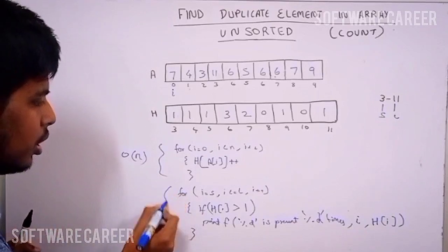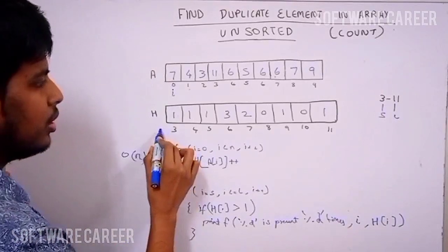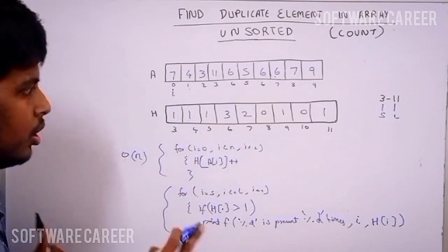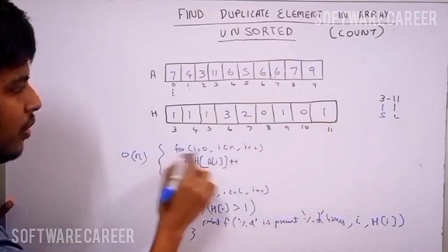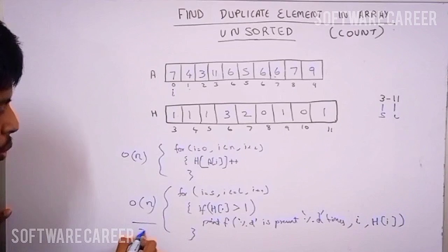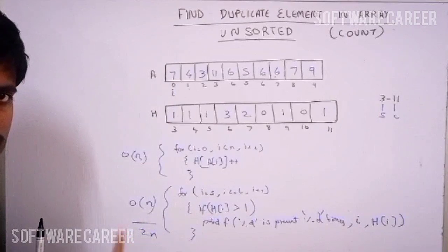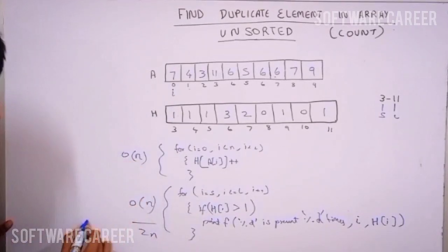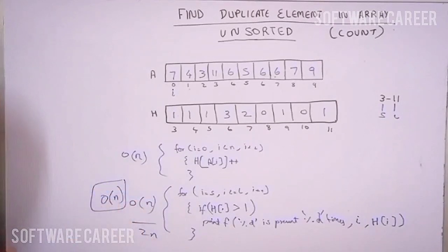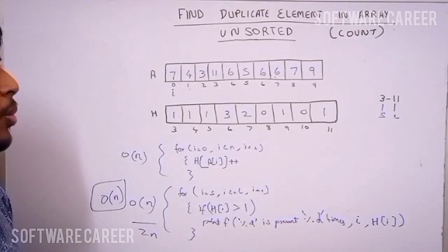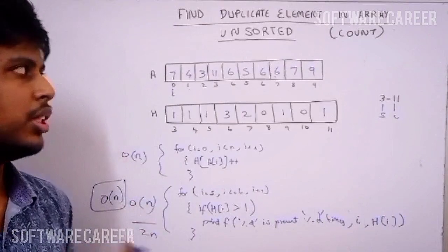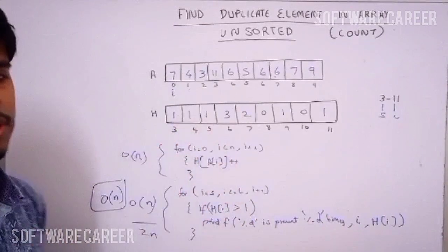Now this is the loop for traveling in the hash table. You are checking whether any element present here is greater than 1. So this takes n time. You are traveling one time. So this is n. Now n plus n is 2n. Now what is the highest order in this? n power 1. So the total time complexity is O of n. This is the total time complexity. This is how you should find the duplicate elements and also count the number of times each appears in an unsorted array using this hash table.